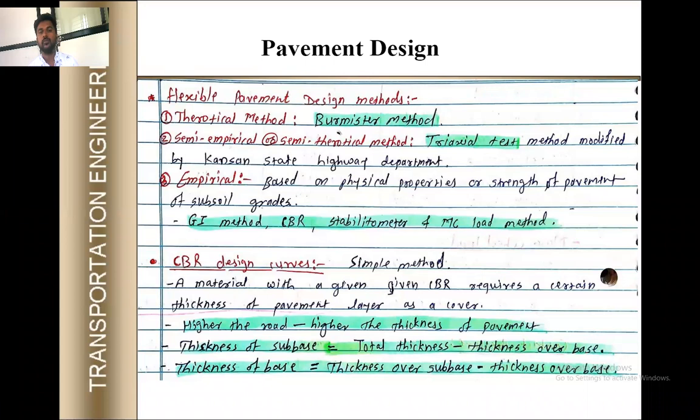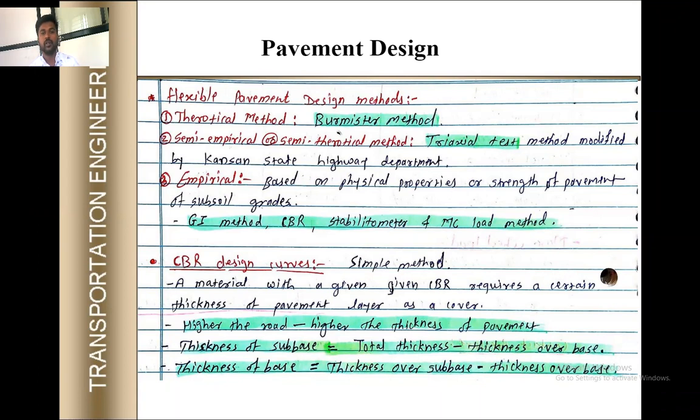In the theoretical method, it is the Burmister method. Please keep in mind the names, at least you should know the names of each and every method. In the semi-empirical or semi-theoretical method, the triaxial test method modified by the Kansas State Highway Department is used.